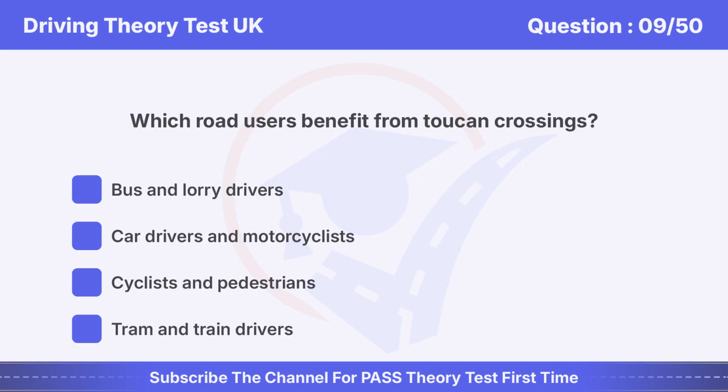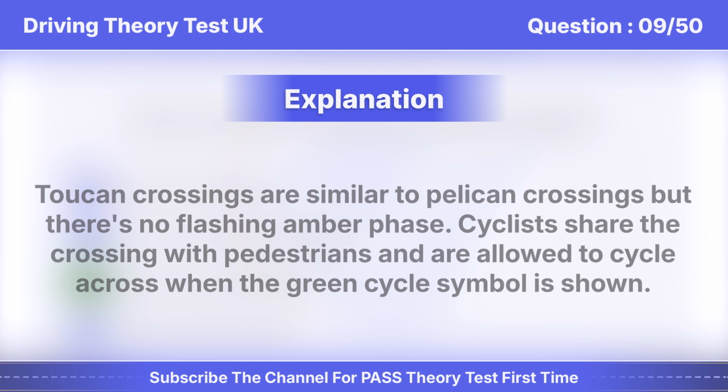Question 9. Which road users benefit from toucan crossings? Answer is C. Cyclists and pedestrians. Toucan crossings are similar to pelican crossings, but there's no flashing amber phase. Cyclists share the crossing with pedestrians and are allowed to cycle across when the green cycle symbol is shown.